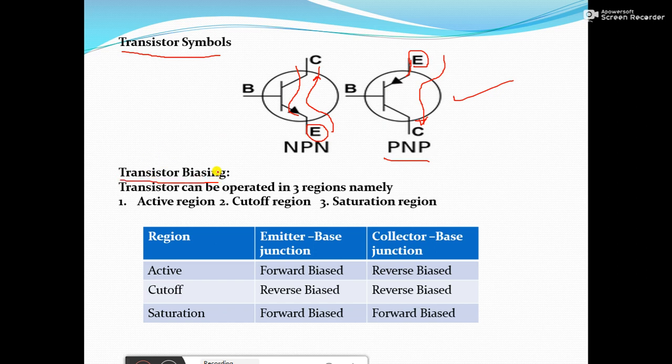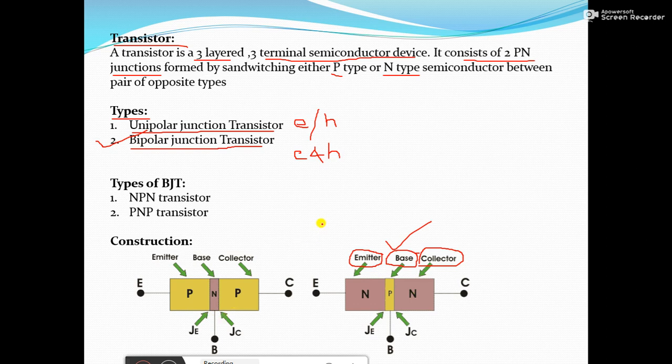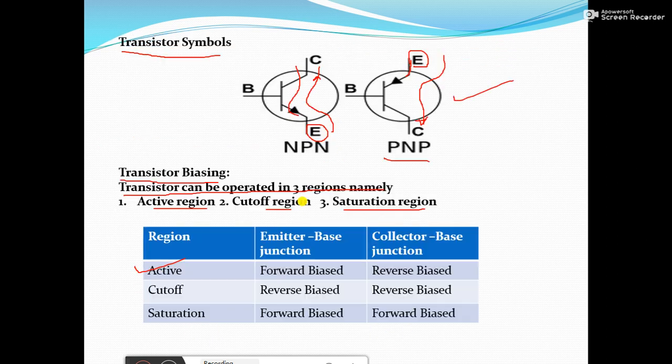So the major applications that we are going to see in transistors are that it can be used as a switch or it can be used as an amplifier. The transistors can be operated in three regions, mainly active region, cutoff region and saturation region. Whenever you want to operate the transistor in active region, remember, as we saw in the previous case, there will be two junctions. How you bias these two junctions determines which of the three regions it operates in.